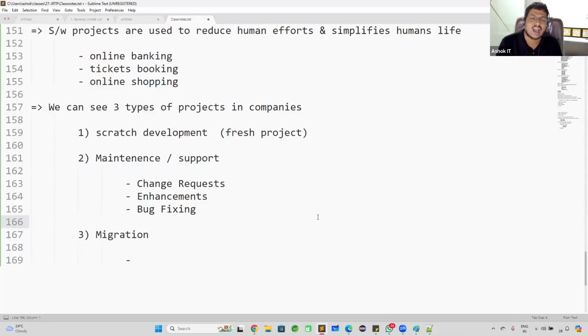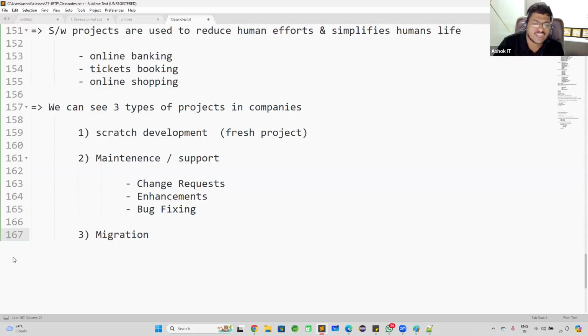Migration project means the project is already available. They developed it, but using some old technology. If you want to maintain that project for a long time with old technology, it is very difficult because manpower will not be available to maintain that project for a long time. So that is the reason companies have to migrate that project from old technology to the latest technology. Such kinds of projects we can also see. So migration means converting the project from one technology to another technology.